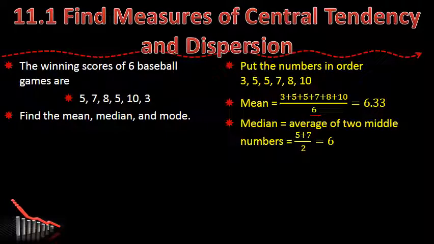The median is the average of the two middle numbers, because we have 6 numbers. So I add together the middle two numbers and divide by 2. So 5 plus 7 over 2 is 6. The mode is the number that occurs most frequently. Notice these two 5s occur twice, so the mode is 5.